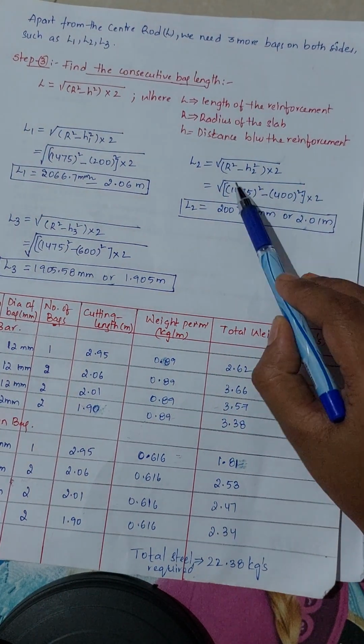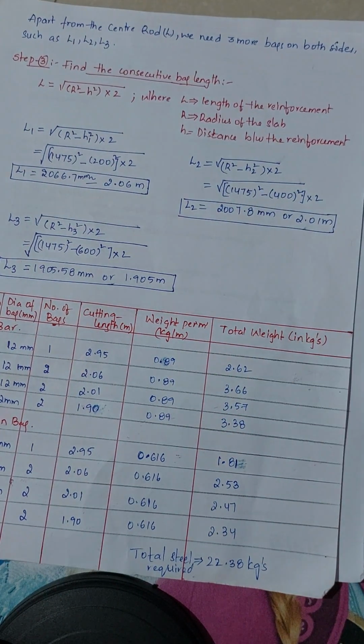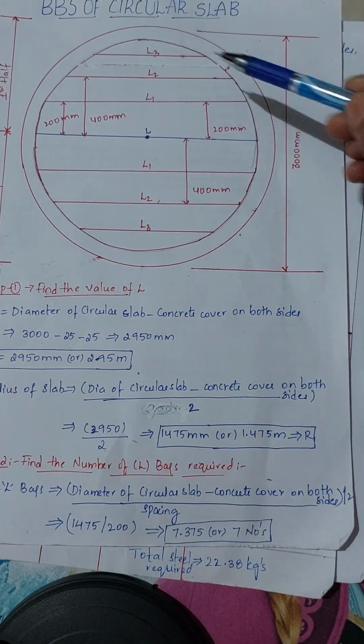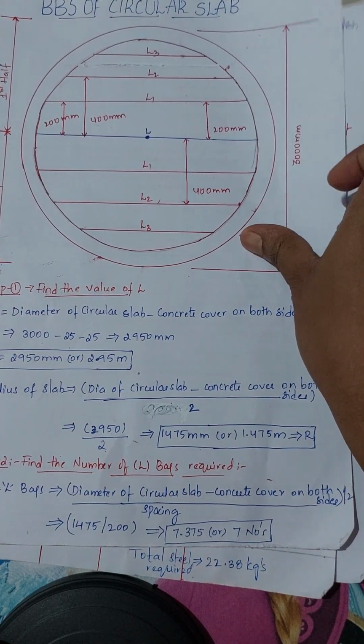In the same way we have to calculate for L2. Here the r value we know, which is 1475 mm, and h2 is nothing but from here to here how much it is. This is 200 plus 200, which is 400 mm.